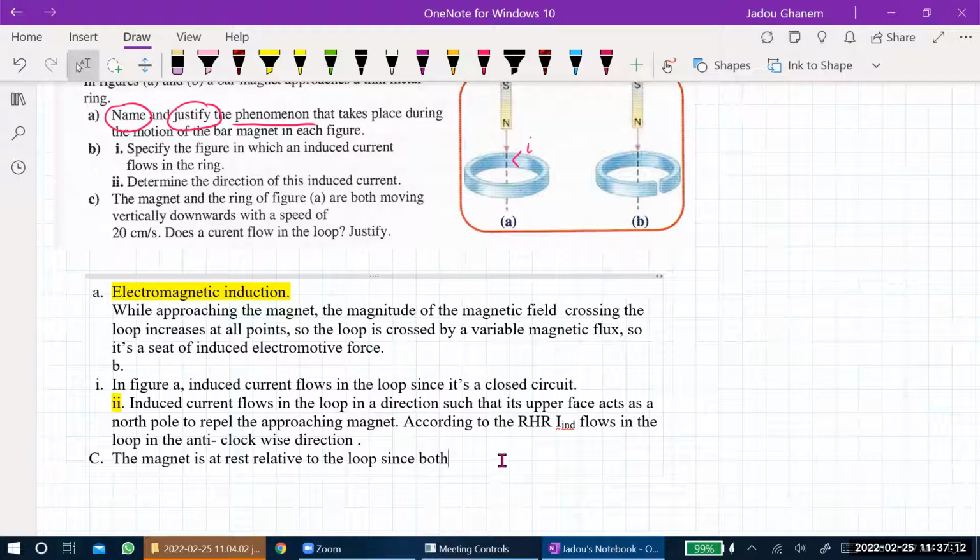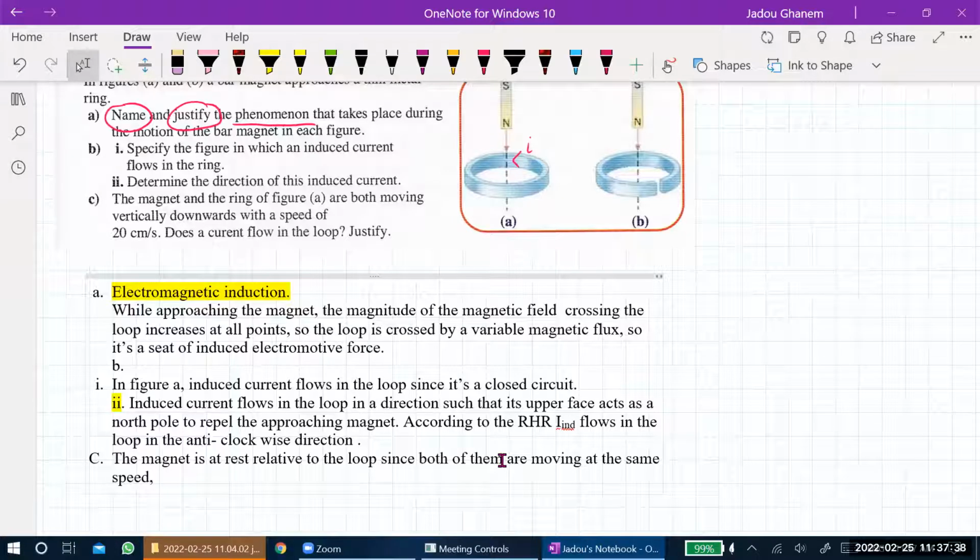Yes, since they are moving at the same speed, the magnetic field will be constant. Yes, I got your point. Yes, it's correct.